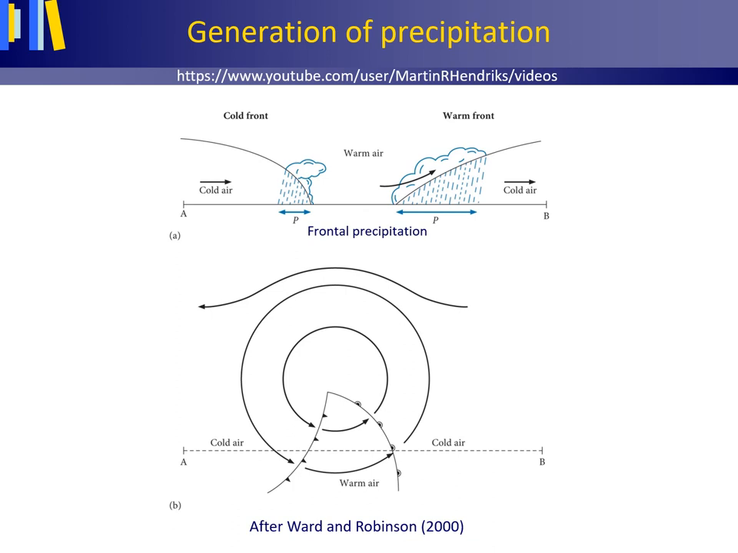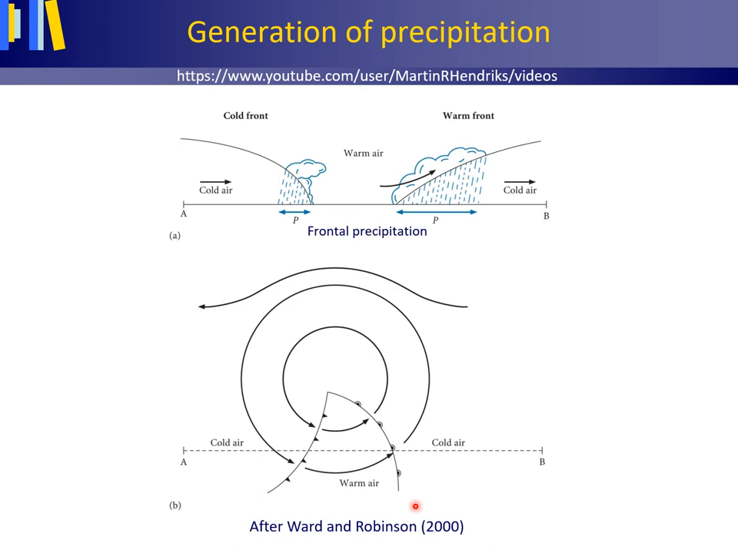When cold and warm air masses meet, frontal precipitation is formed. The cross-section AB, also shown in plan view below, shows a cold front to the left and a warm front to the right. The cold front and the warm front are part of an anti-clockwise movement of the air around a low pressure area in the northern hemisphere.